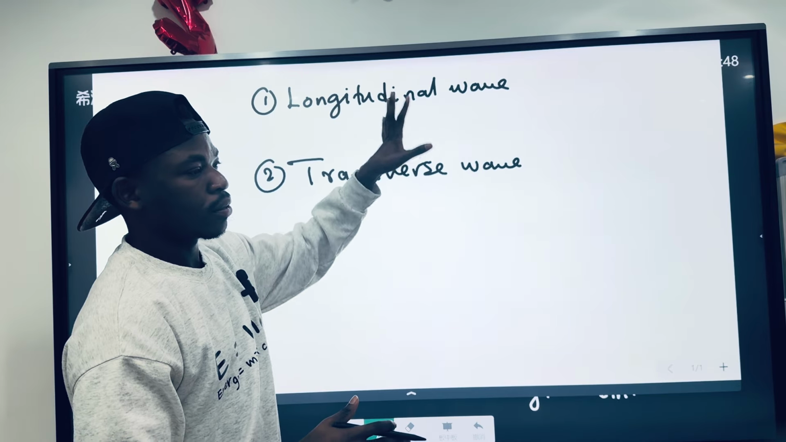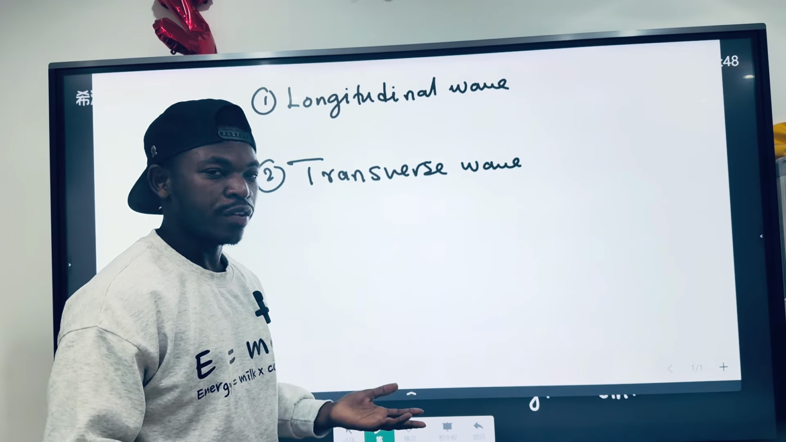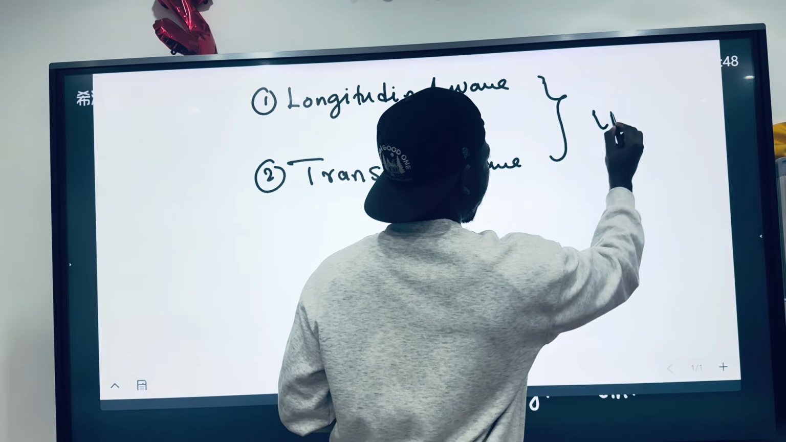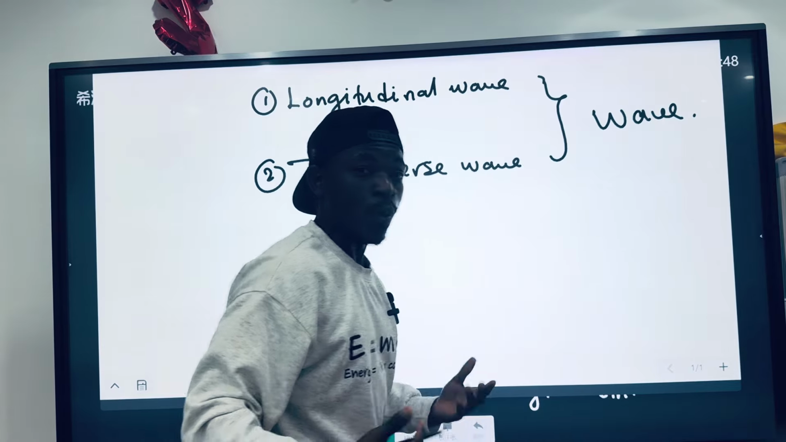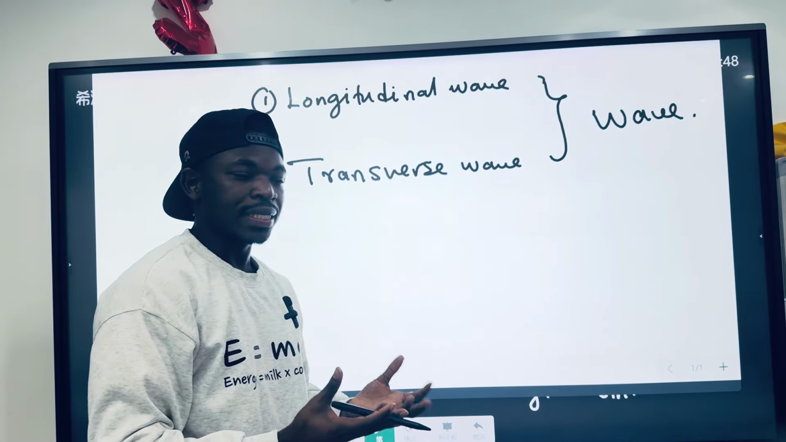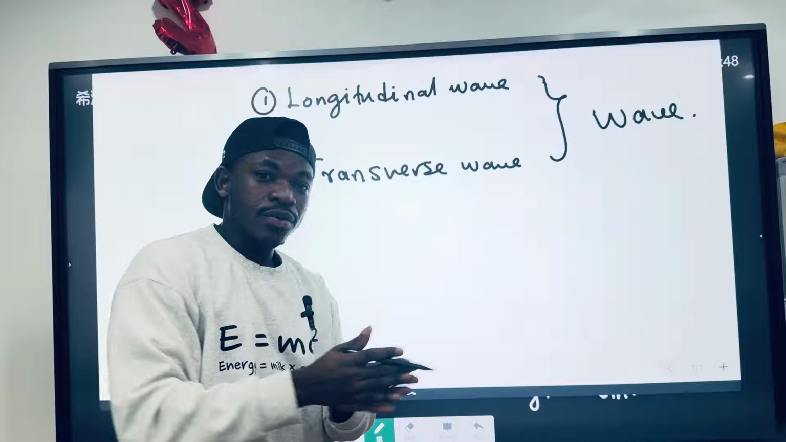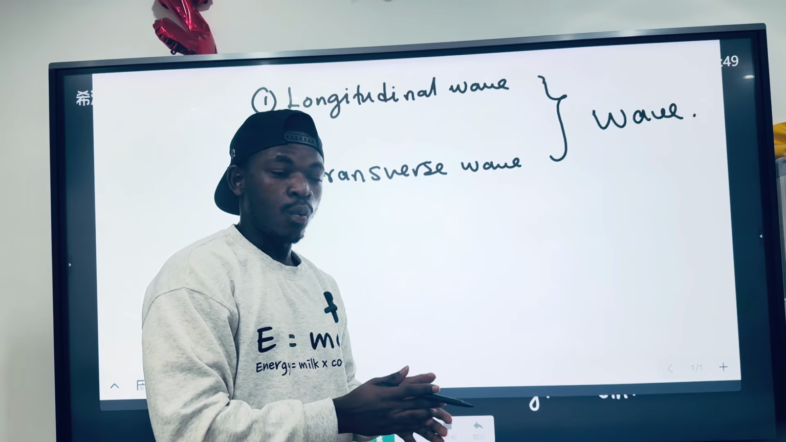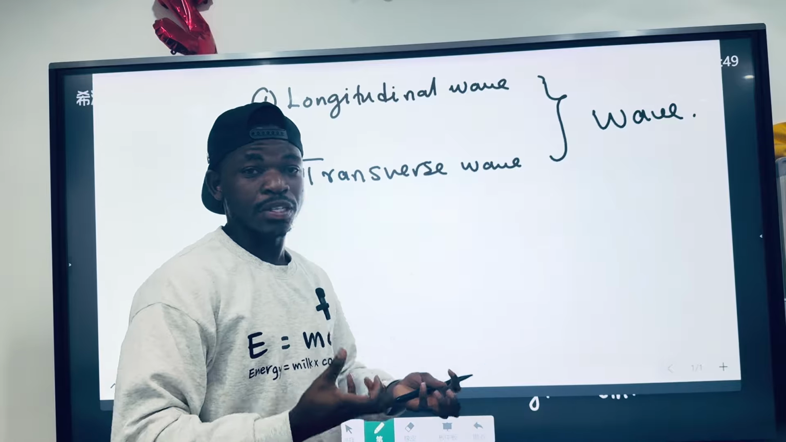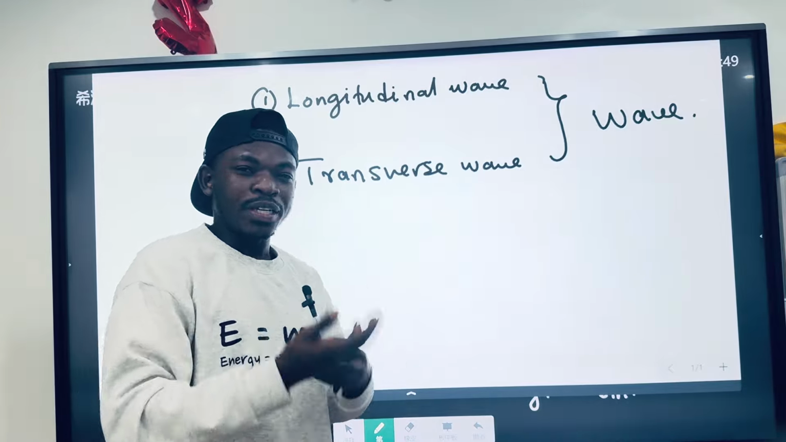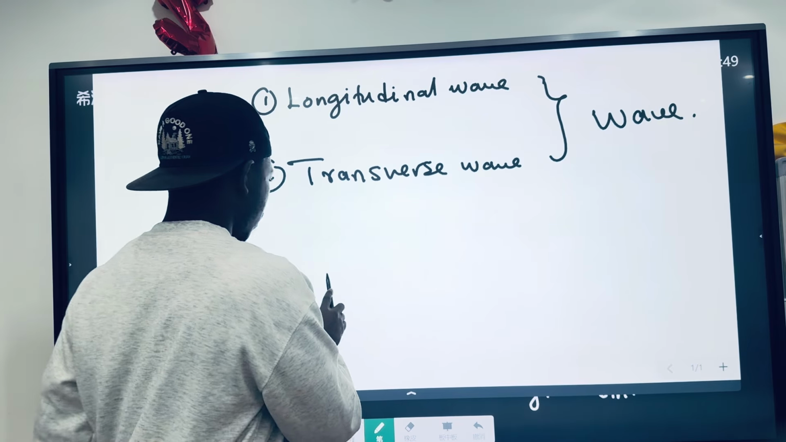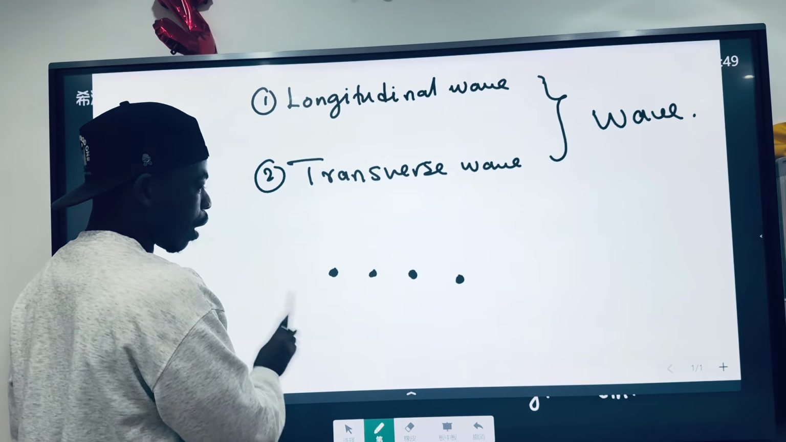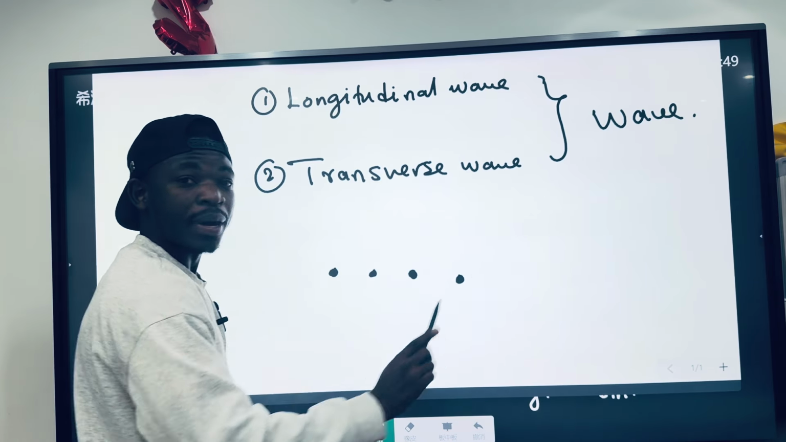Before we even explain what a longitudinal wave is and what a transverse wave is, you first of all just want to understand what a wave is. What is a wave? Okay, so a wave is simply a disturbance that travels through the medium and transfers energy from one point to another without causing the permanent displacement of the particles of the medium. So the particles will begin to vibrate. So think of these as particles, okay? Then there's a wave. So a wave will pass through the particles of the medium.